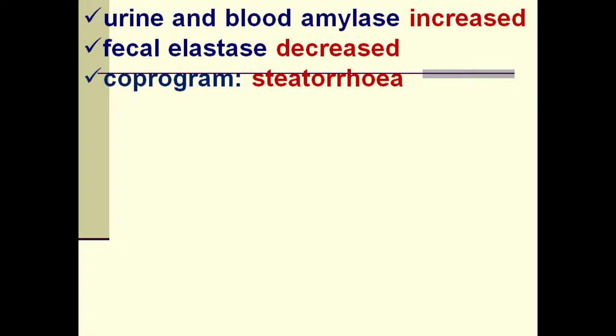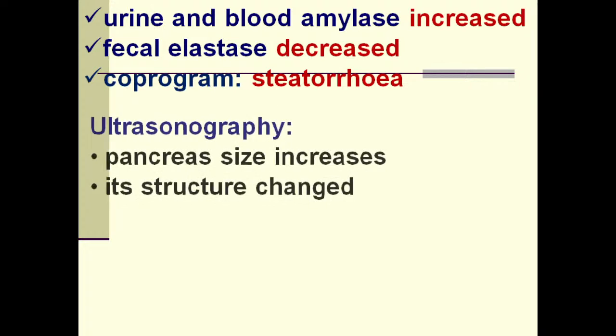Blood and urine amylase will be increased, but fecal elastase decreased, because every inflammation finishes with pancreas sclerosis, no active tissue, and specific changing of feces. Feces is rich with fat. We are talking about steatorrhea.